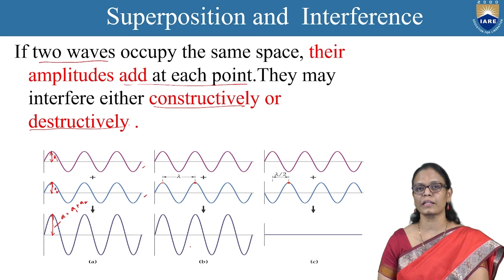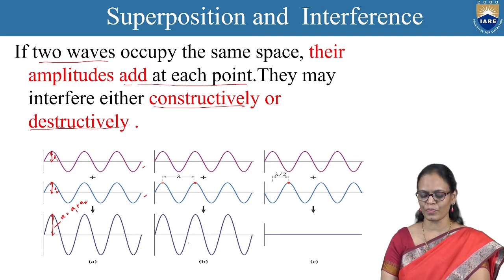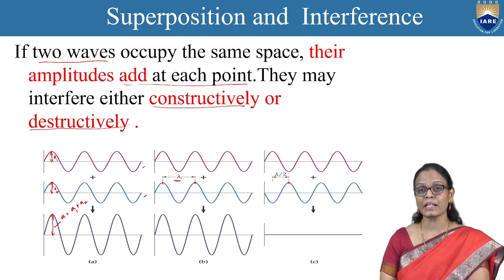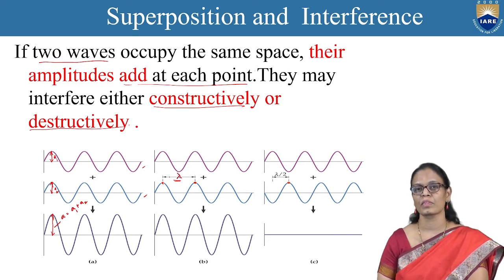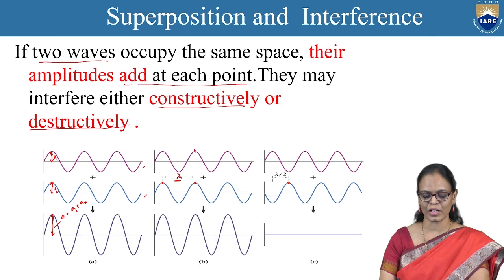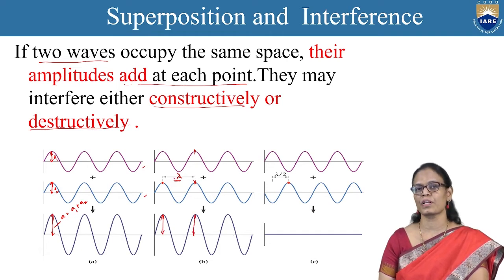Now let us see the second case. In the second case, what we are trying to see here is, if there is a difference in phase, a constant phase difference of wavelength lambda, then what happens? You have the crest falling on crest. So again, the resultant displacement is the sum of the two displacements. There is a constant phase difference of lambda here, corresponding to lambda. So again they will add.